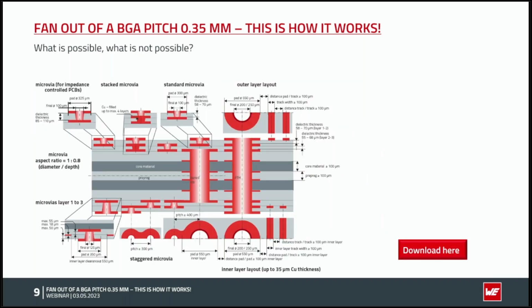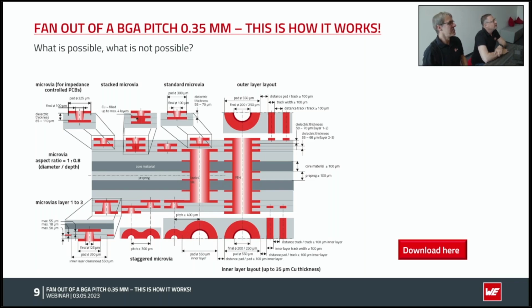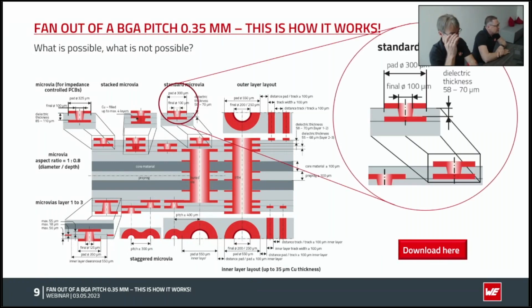Yeah, thank you, Michael. So at first, I will show you the standard parameters. Here you see standard microvias, pad size 300 microns, or for through-hole wires, pad size 550 microns. And all these parameters are good for 0.5 BGA components.